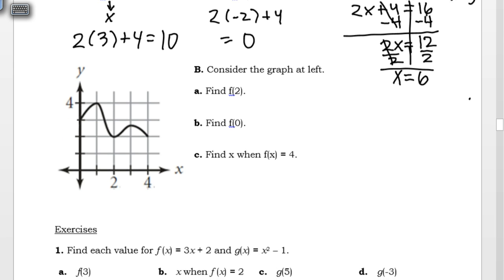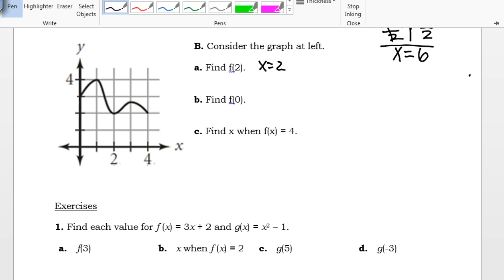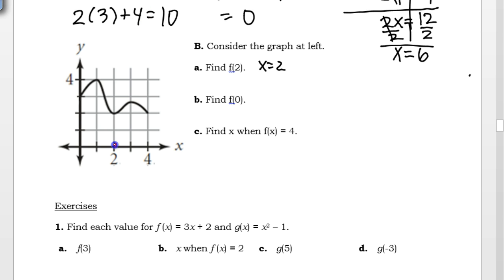Letter B is going to have me use some function notation on a graph rather than using an equation. Letter A says find f of 2. Remember, find f of 2. F of 2 means x is 2. So on my graph, I'm going to go to where x is 2, and I'm going to go to my graph and come out at y is 2.